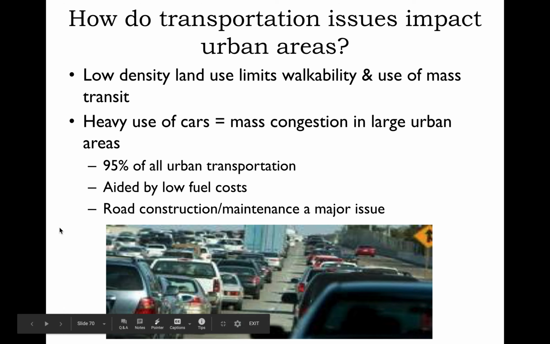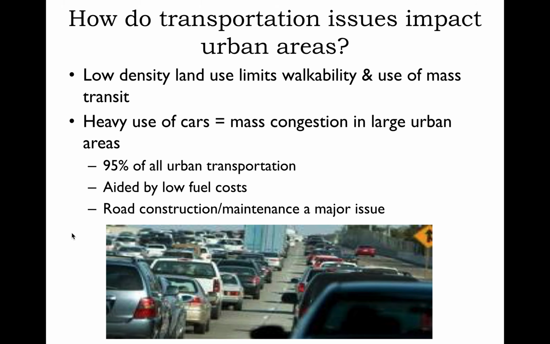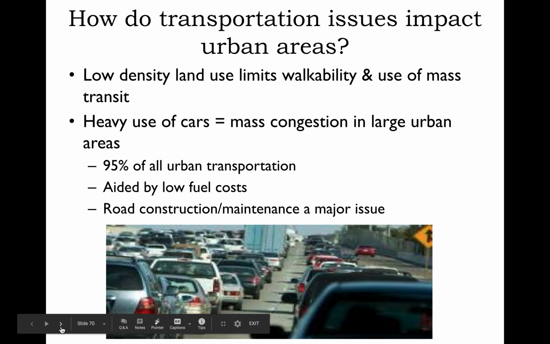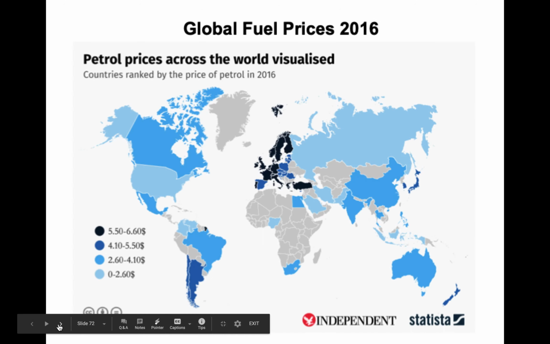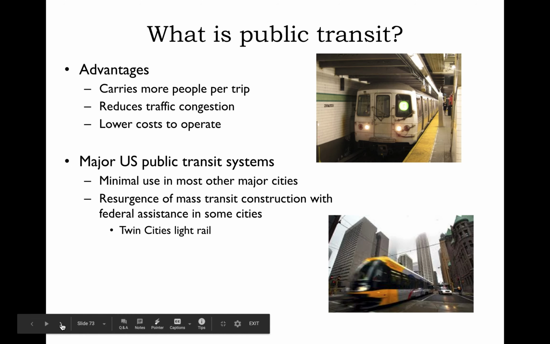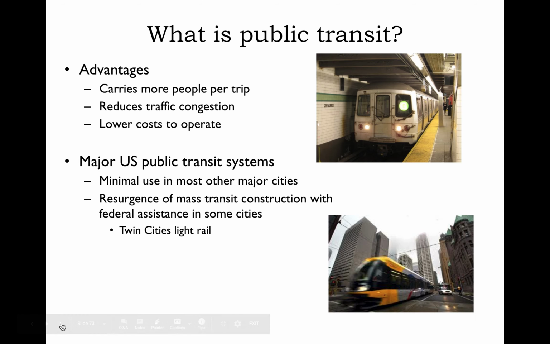Government subsidizes over 90% of all roads in the United States. Public transportation is most widely used in the Northeast, where we see the fifth largest population cluster in the world. Petroleum prices, again, vary. Public transportation, pros and cons. Pros are carry a large amount of people, less traffic congestion, less cost to operate, less fuel consumption, less pollution.